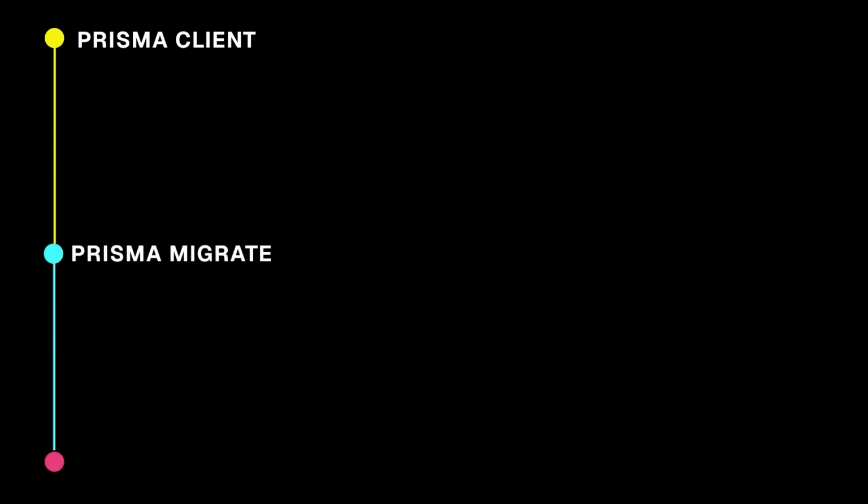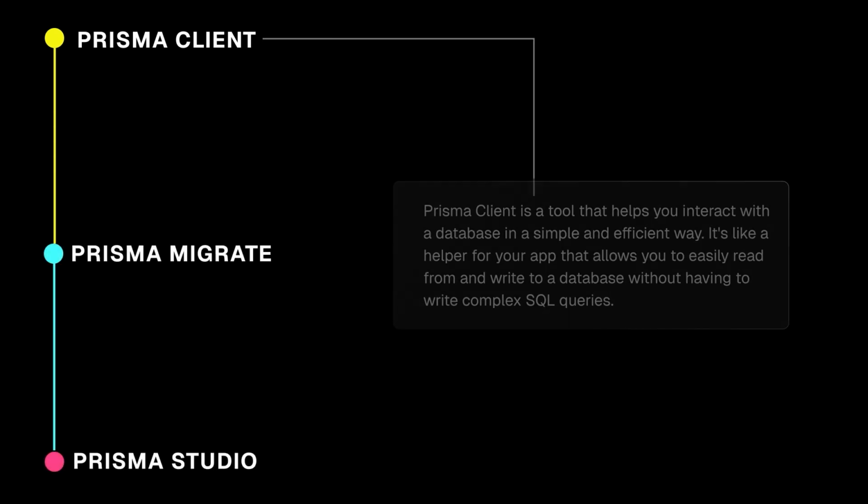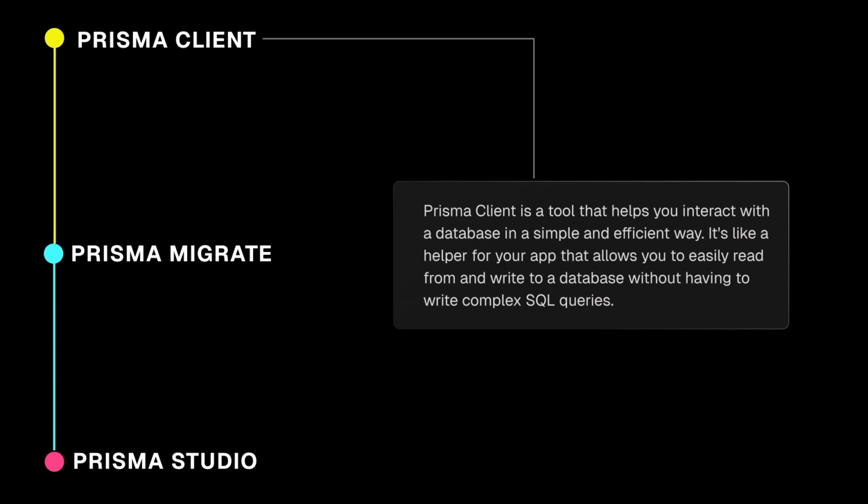Now let's talk about the Prisma tools which we are going to be covering in this course. The first one is Prisma Client, then we have Prisma Migrate, and finally Prisma Studio. Prisma Client is a tool that helps you interact with your database in a simple and efficient way. It's like a helper for your app that allows you to easily read from and write to your database without having to write complex SQL queries.